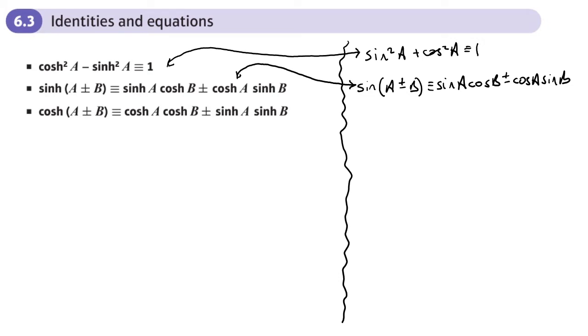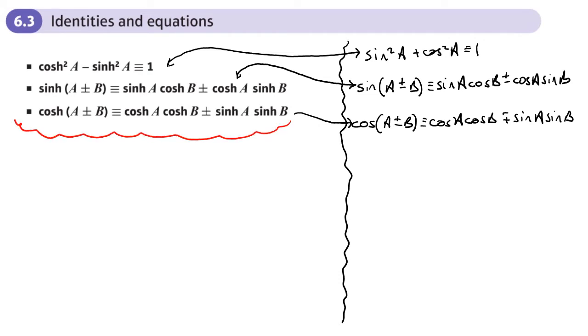And then cos a plus or minus b, this is cos a cos b minus plus sine a sine b. So again, there are some similarities. So we've got over here these three identities based on the hyperbolic functions, which we can use or which we may be asked to prove.